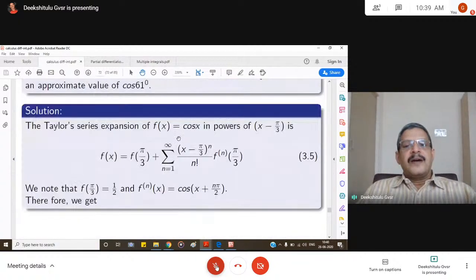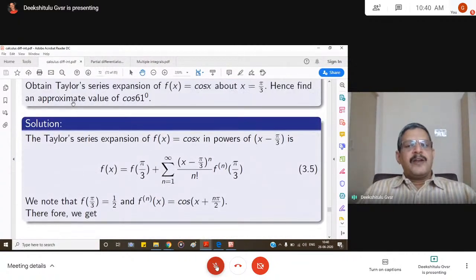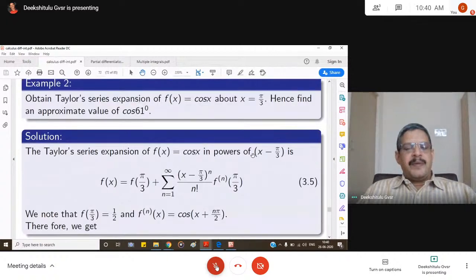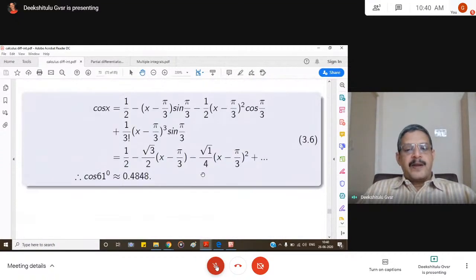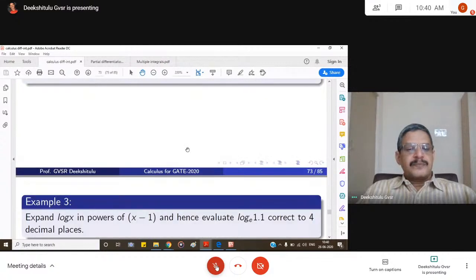And one more thing that is asked in the problem is the approximate value of cos 61. Maybe it may not be an essay question in the GATE examination, but it may be like this: find the expansion of cos x about the point pi by 3, with options A, B, C and D. Then you have to go this way, and this is what you get finally.